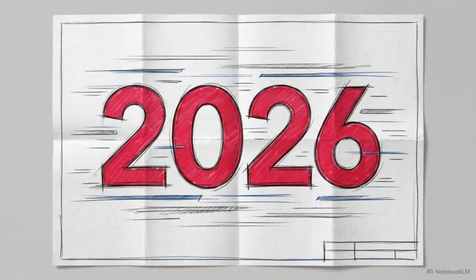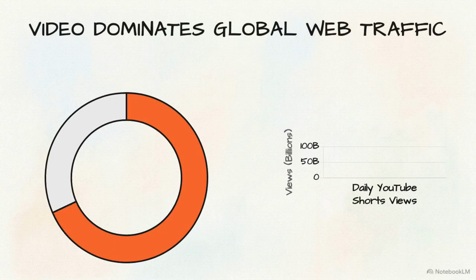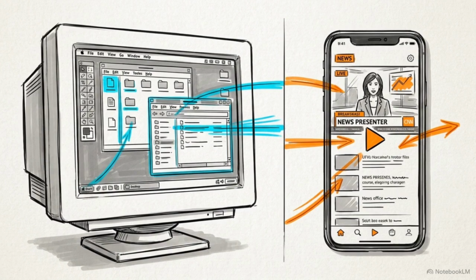The velocity of the 2026 AI video market is exhausting. Every week brings a flood of new platforms, models, and updates, leaving creators completely overwhelmed by the noise. Video now accounts for 82% of all internet traffic, with YouTube Shorts alone pulling 70 billion daily views. This volume has shifted video from an optional marketing extra into the core infrastructure of how any digital business communicates.